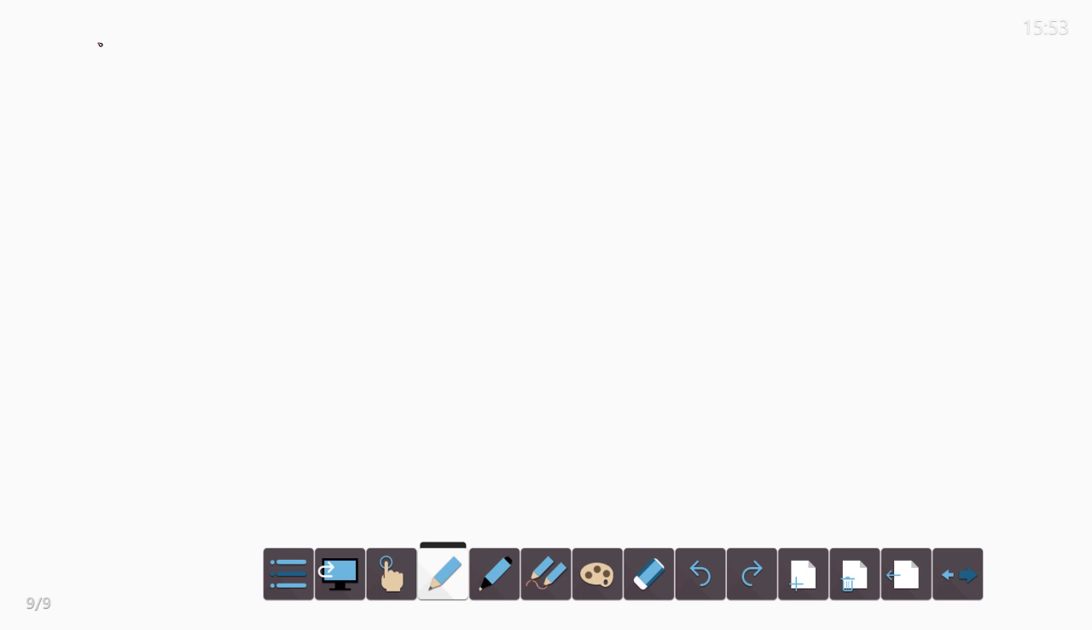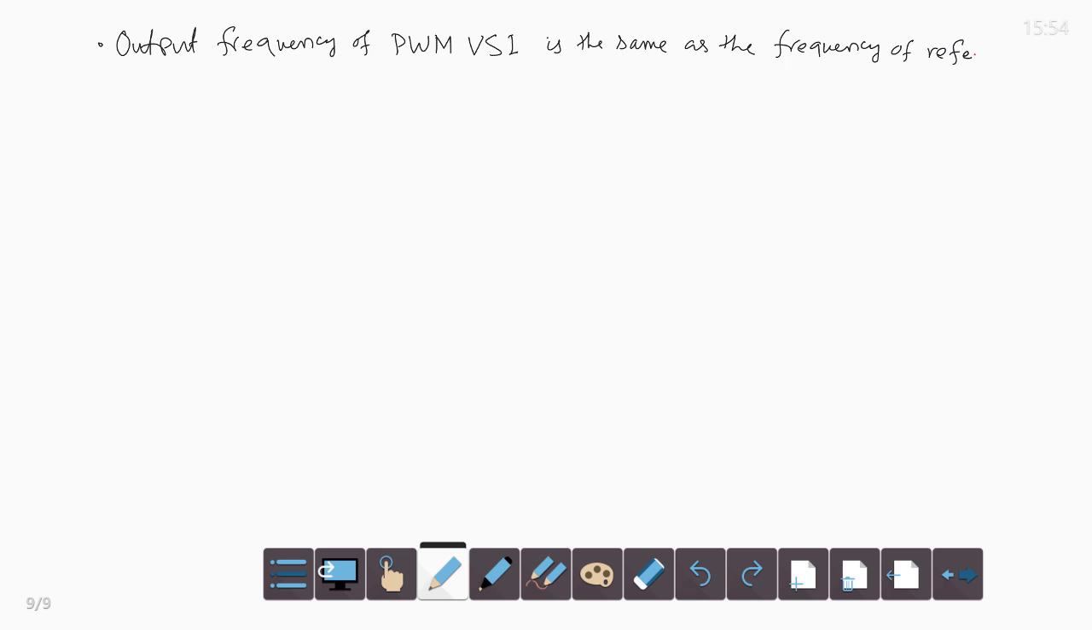Some features: the output frequency of the PWM VSI is the same as the frequency of the reference signal, the reference voltage.